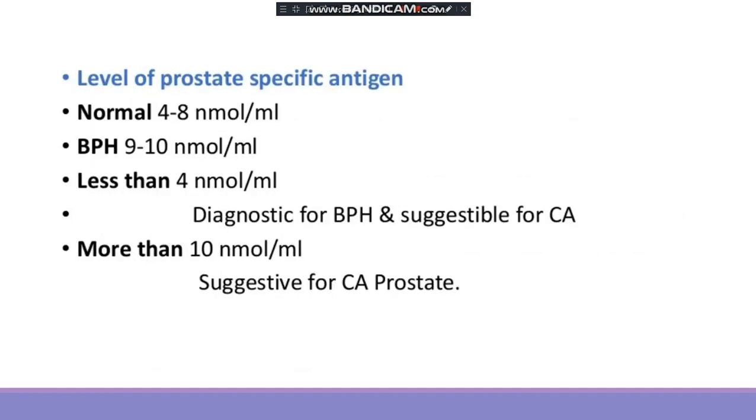Then the levels of prostate specific antigen in a male. In a normal male, the normal level of PSA is 4 to 8 nanomole per ml. But in case of BPH, it will be 9 to 10. Less than 4 is suggestive of cancer, that is CA of the prostate gland. And more than 10 is also suggestive of CA prostate.